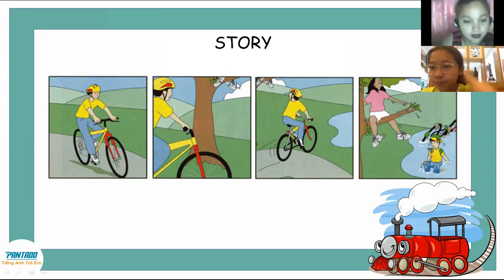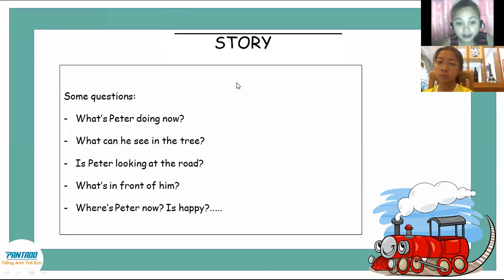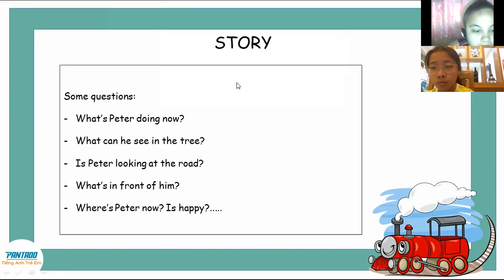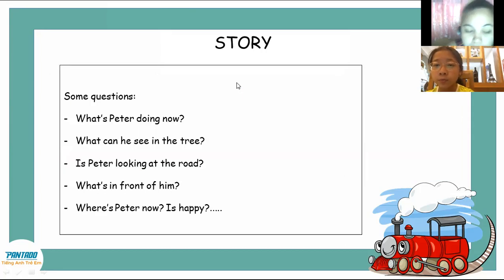Okay, so let us see if you are correct. Now we have here some questions, okay? What is Peter doing now in the first picture? What do you think Peter is doing? Ride the bike. Okay, so Peter is riding a bike. Now, what can he see in the tree? A girl. Okay, so there is a girl on top of the tree. Is Peter looking at the road? No. So where is he looking? He's looking to the tree. Yes, he's looking at the tree.